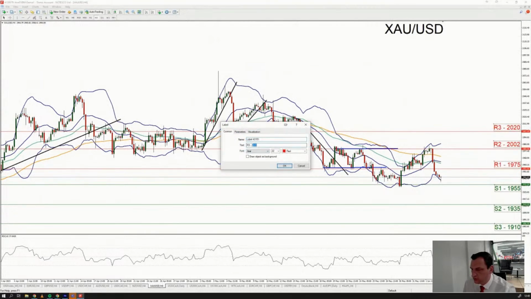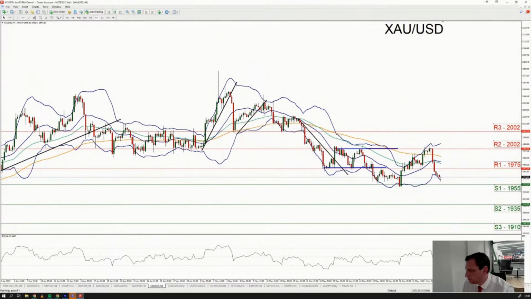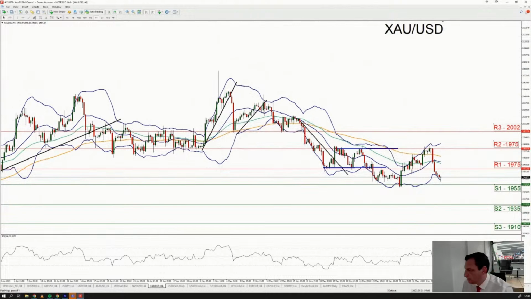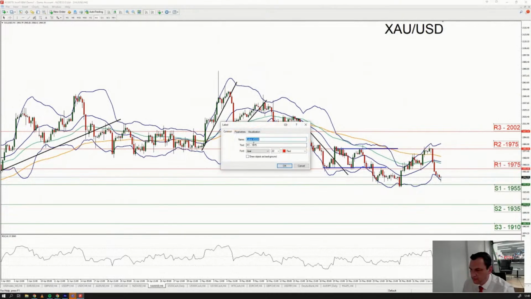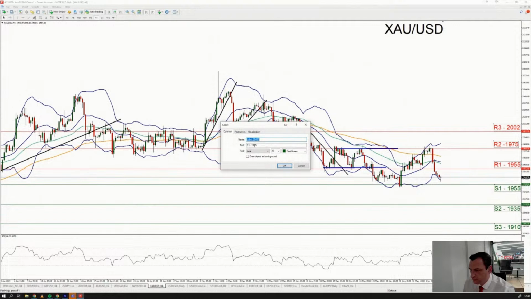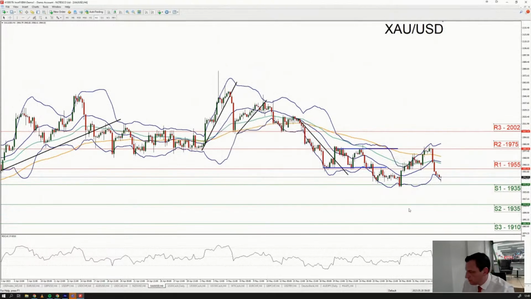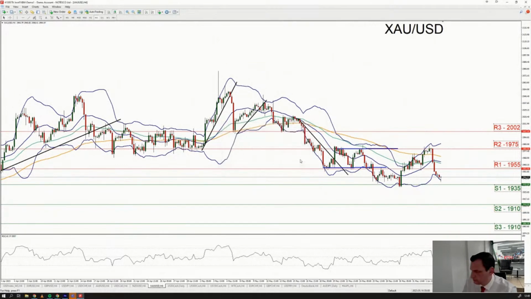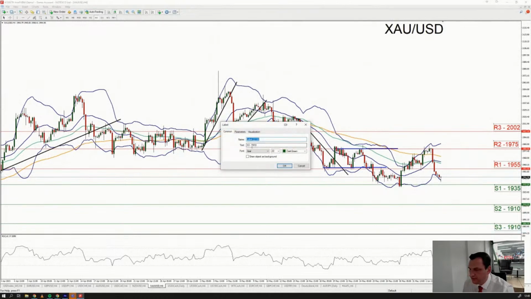Starting with the R3 being placed at 2002, the R2 at 1975, the R1 at 1955, the S1 at 1935, the S2 at 1910, and the S3 at 1885.